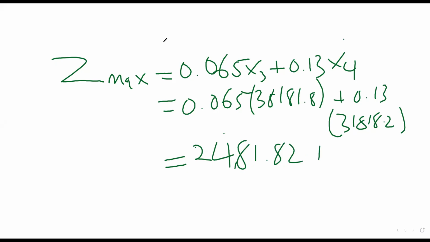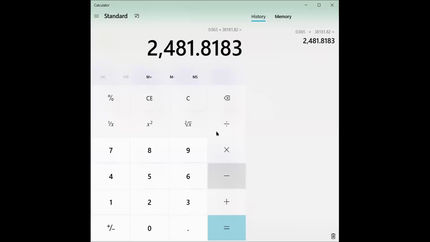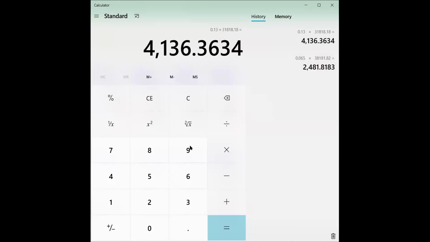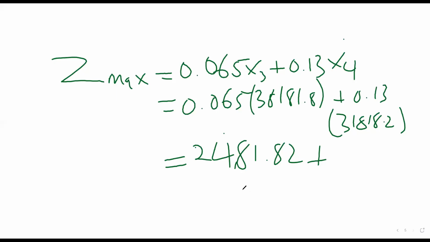Then plus, go to the calculator again. Let's clear the situation. It is 0.13 times 31,818.18. And that gives you 4,136.36. And so when you add this one, that's how I got to check.